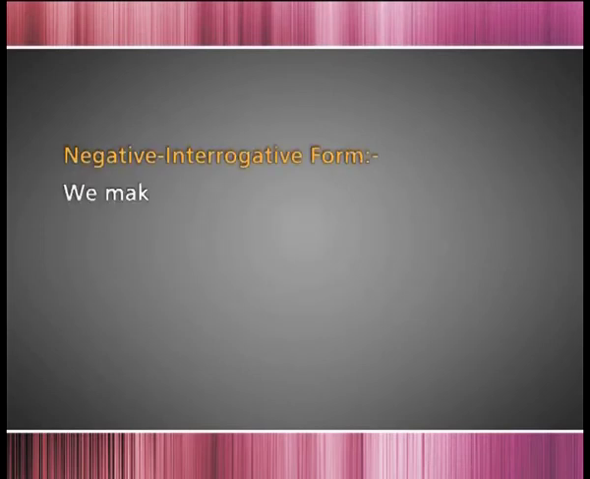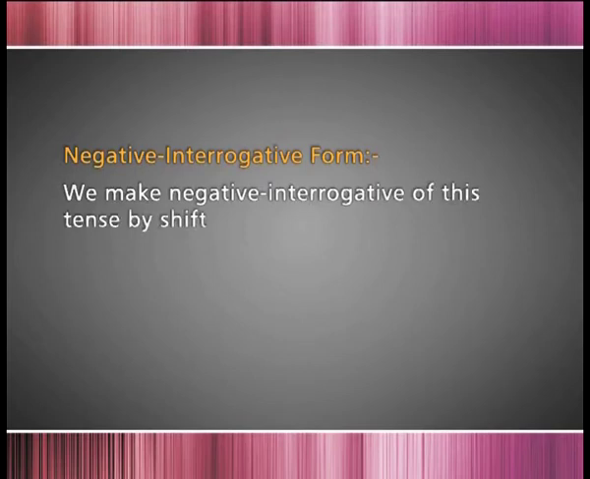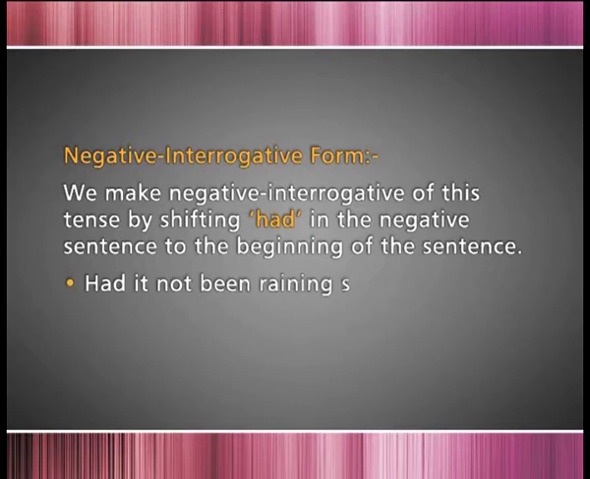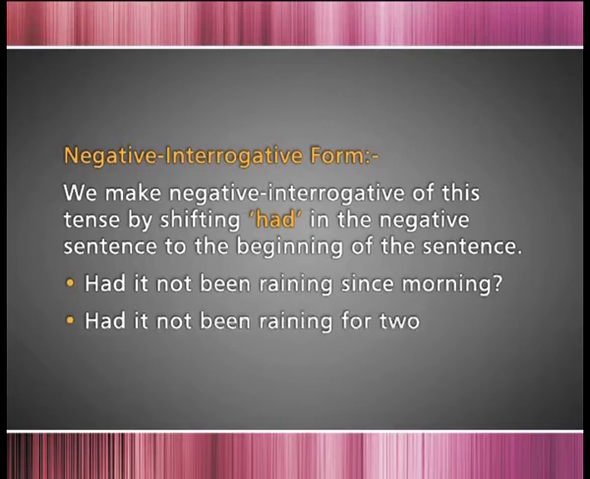Negative interrogative form. We make the negative interrogative of this tense by shifting had in the negative sentence to the beginning of the sentence. Had it not been raining since morning? Had it not been raining for 2 hours?